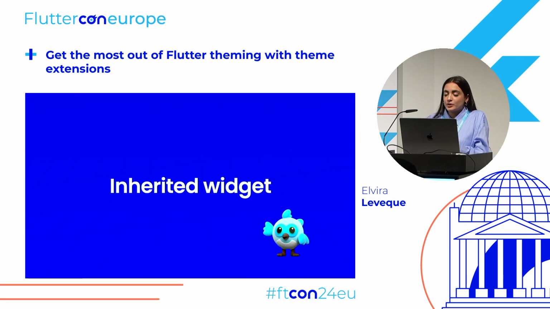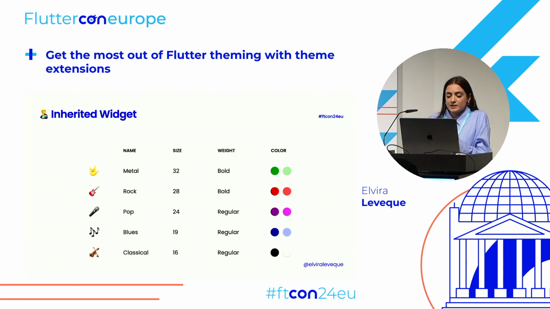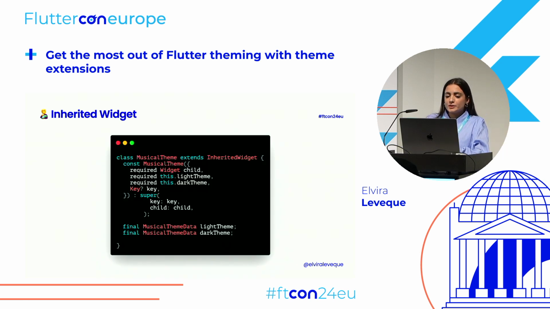The first one is possible thanks to the inherited widget. Let's have a look at how we can implement this by trying to implement the custom musical typography that we just saw a second ago. First, we need to define an object for our theme, and this will extend the inherited widget interface. What we need in this object is a child for sure. This ideally will be your app. And then as many theme configurations as you desire. In our case, we only want to implement the light and the dark mode. And these two will be the actual theme data of your theme.